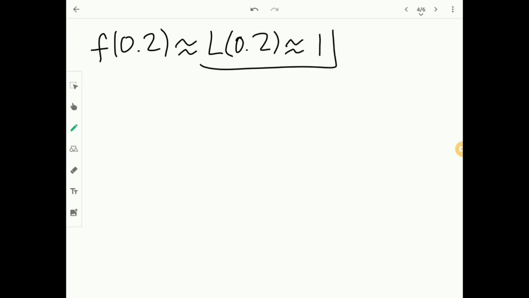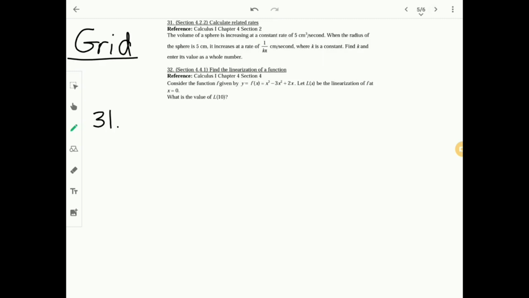Substituting here, f of 0.2 is approximately equal to L of 0.2, which is approximately equal to 1. And this is your answer. Let's do some grid questions related to this, shall we?